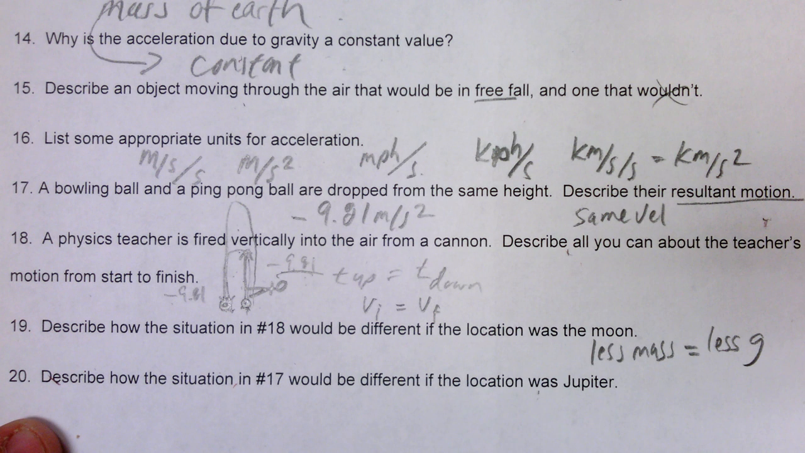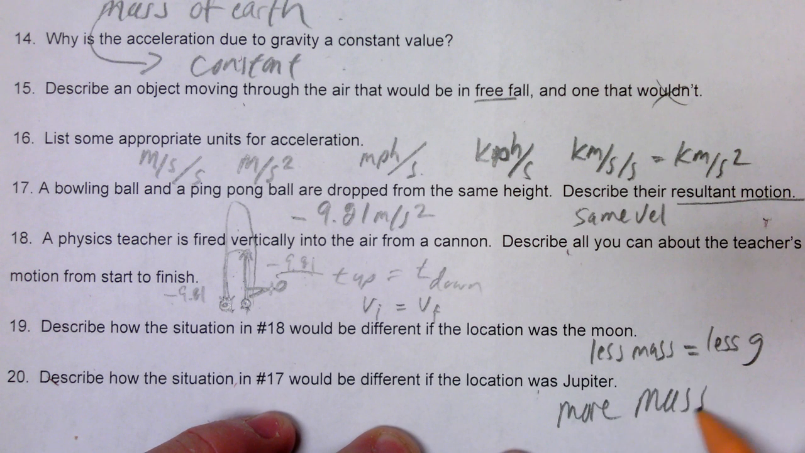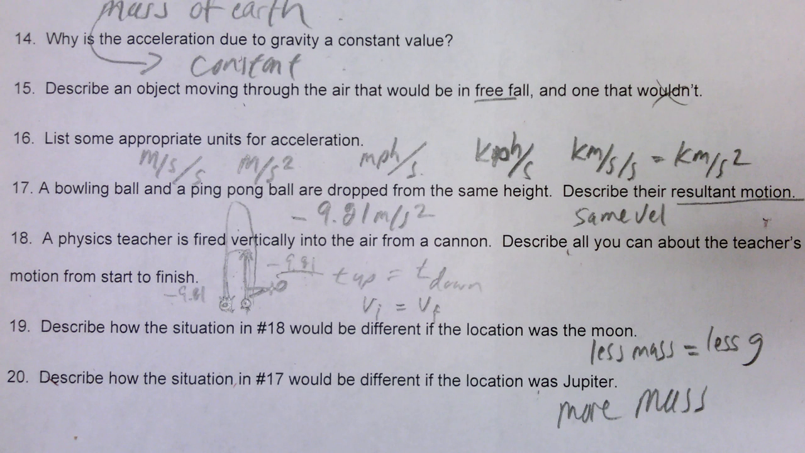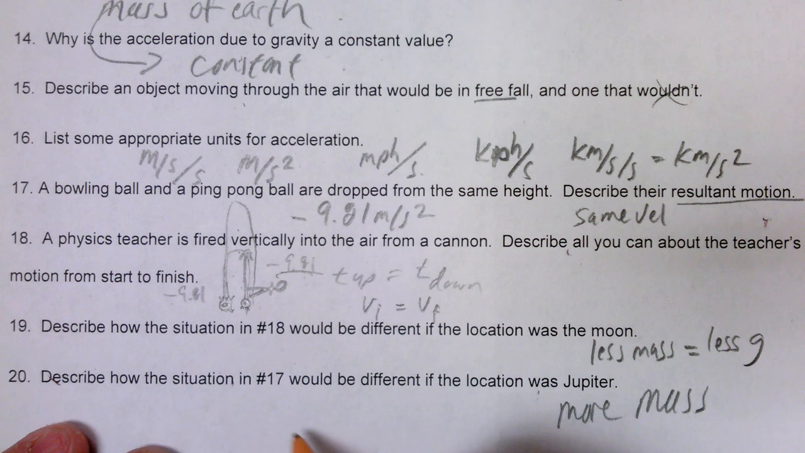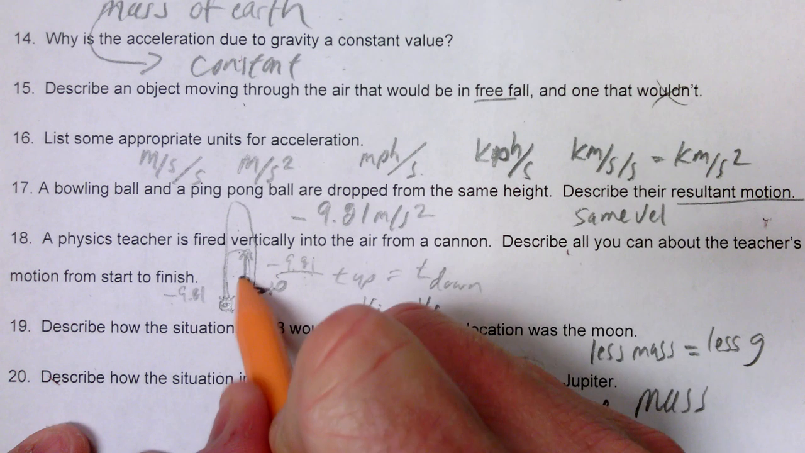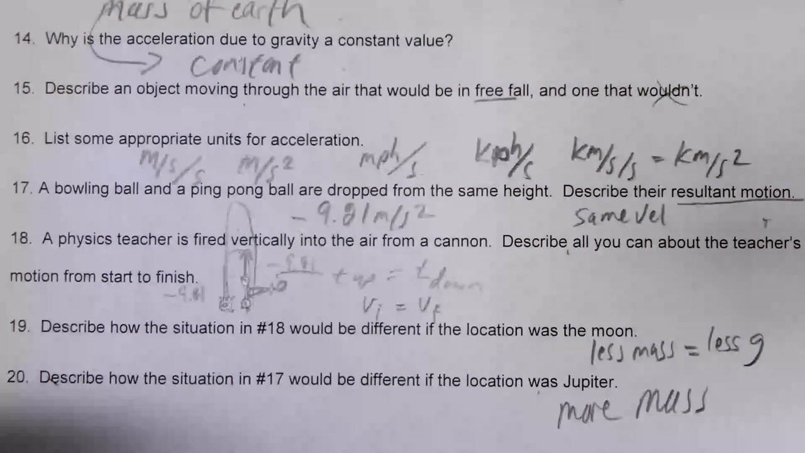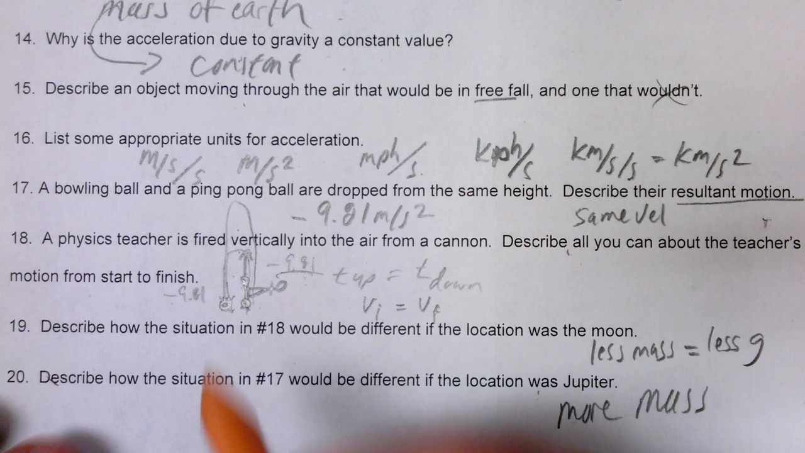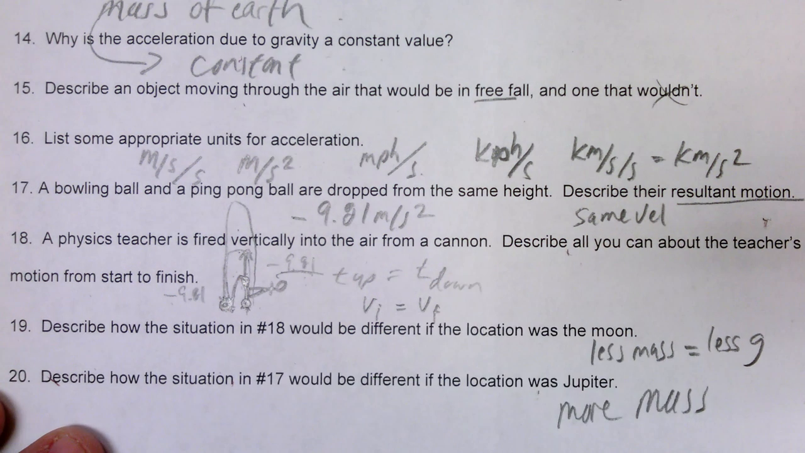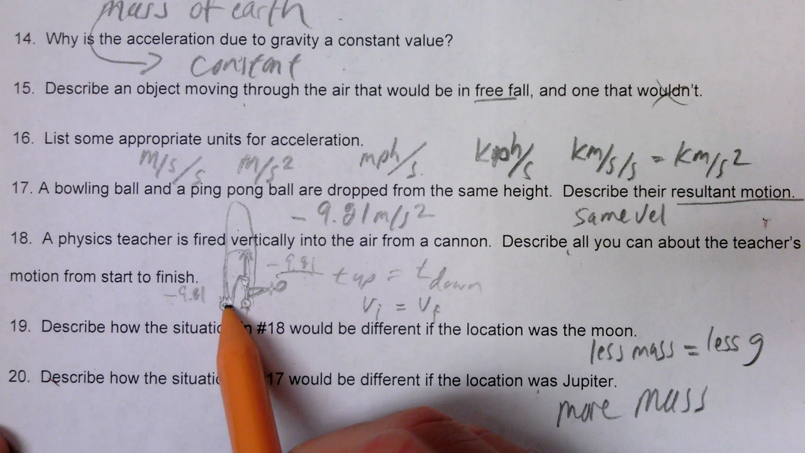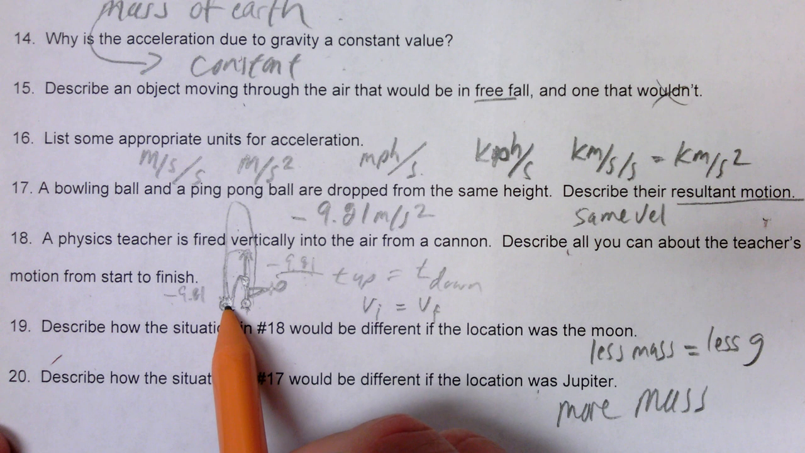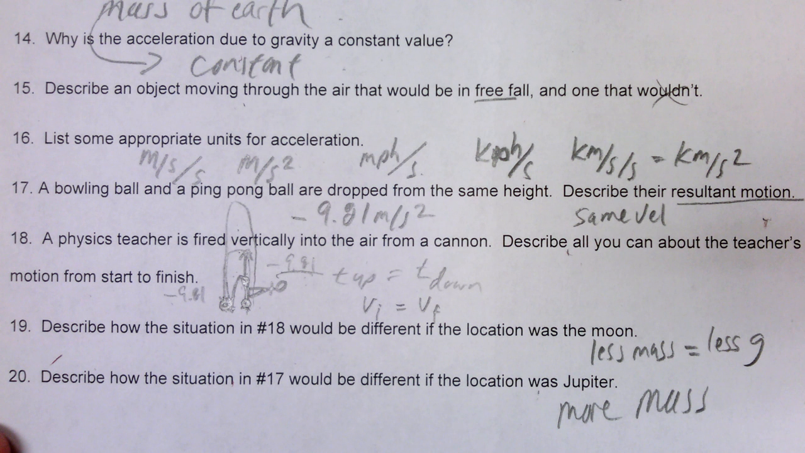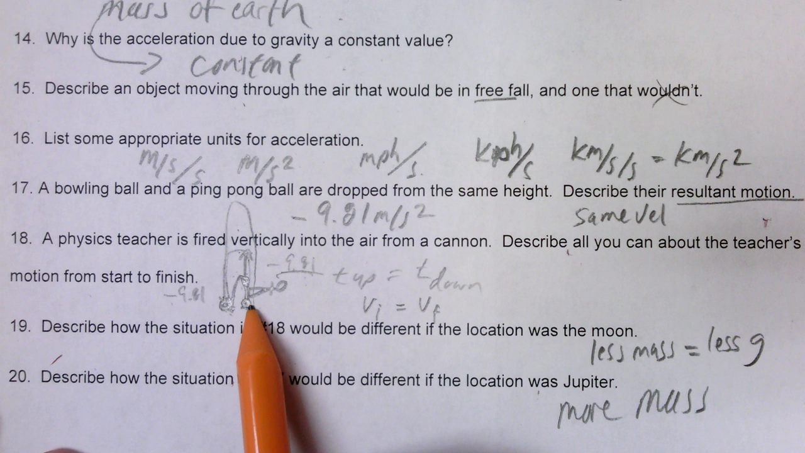Now, how would it happen differently on Jupiter? Well, Jupiter has more mass, which means the value for gravity is going to be a lot higher. So the same cannon isn't going to fire you up as high because as soon as you come out of the cannon, gravity is really slowing you down on Jupiter. And then it's really going to speed you up. So the trip for the physics teacher wouldn't be nearly as long. But the teacher hits the ground on Jupiter at the same speed as you would hit it on the Earth or on the moon, because that final speed was caused by the starting speed of the cannon.